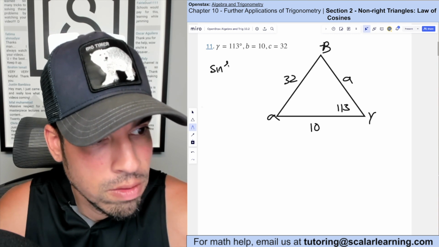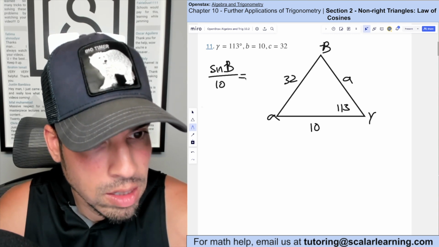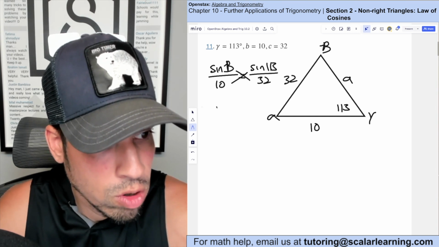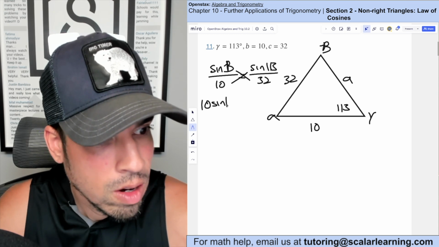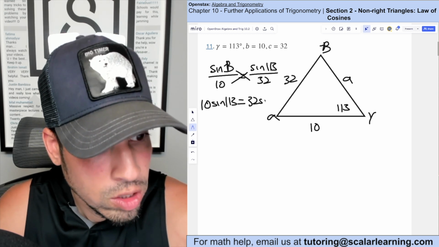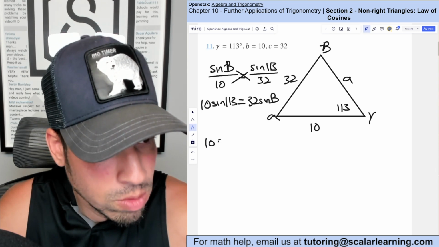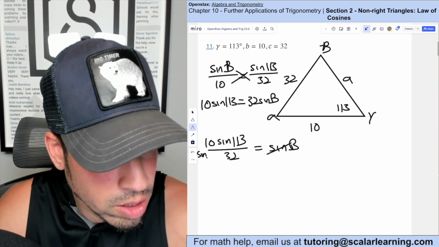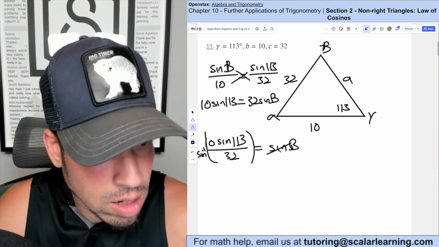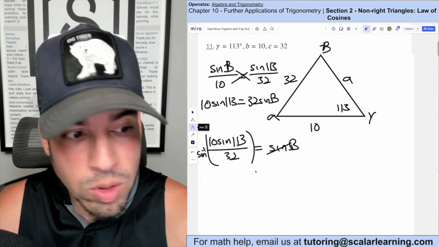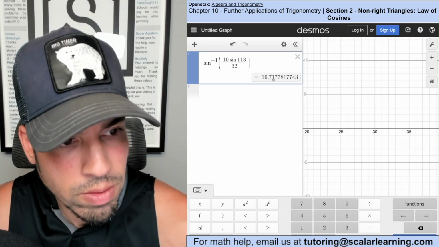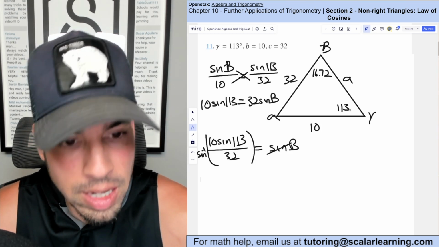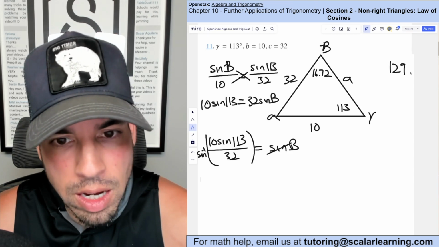So I have sine of beta over the opposite side, 10, equal to sine of 113 over the opposite side, 32. We cross multiply to get 10 sine of 113 equals 32 sine of beta. Then we divide both sides by 32, and to solve for angle beta, we take the arcsine of this side, and of both sides, which cancels out the sine. Plugging this into Desmos, we get 16.72. So if this angle is approximately 16.72 and the other is 113, you add them together and you get 129.72.